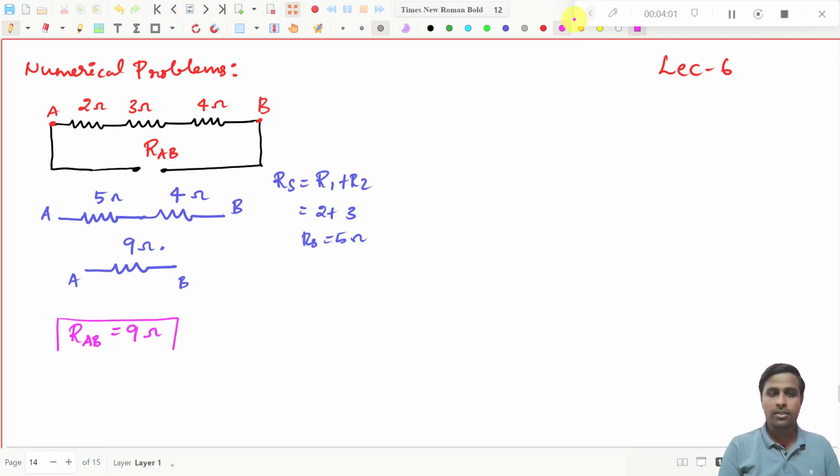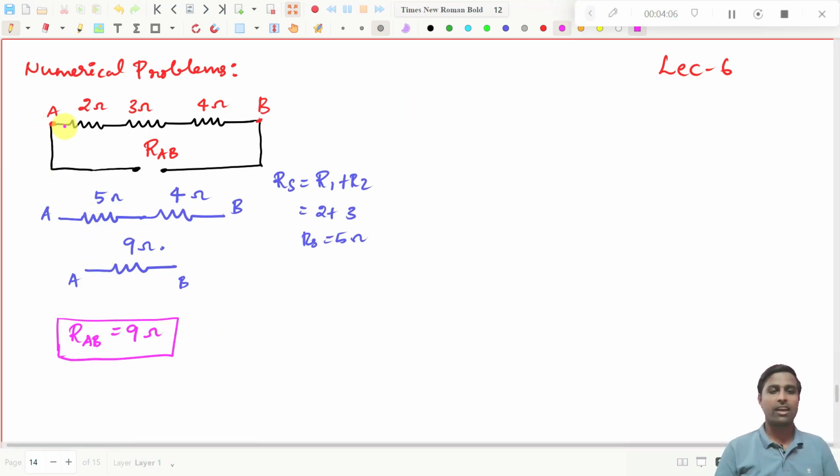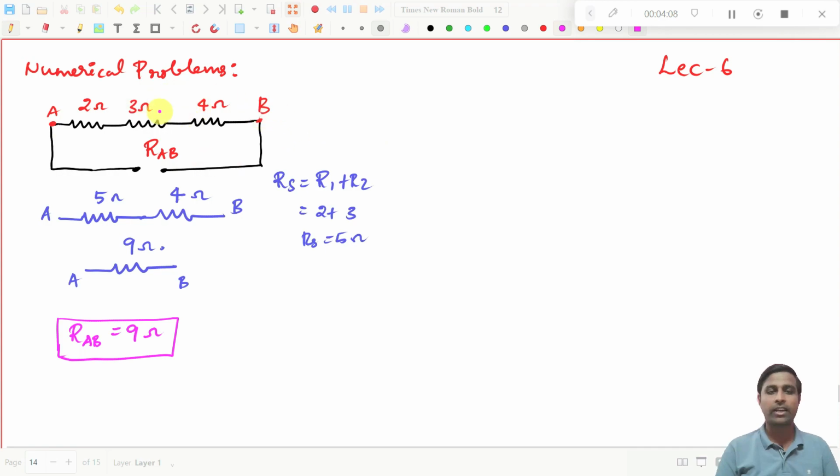So this is the effective resistance between two ends. That means between these two points, we will have 9 ohms here. That's all. This is one type of problem.